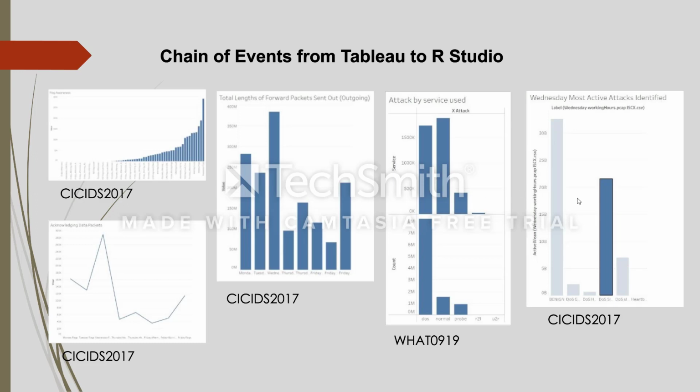The fifth graph was generated again from the primary dataset. Benign is normal data traffic, but as you can see, DOS is the second most identified type of traffic captured.